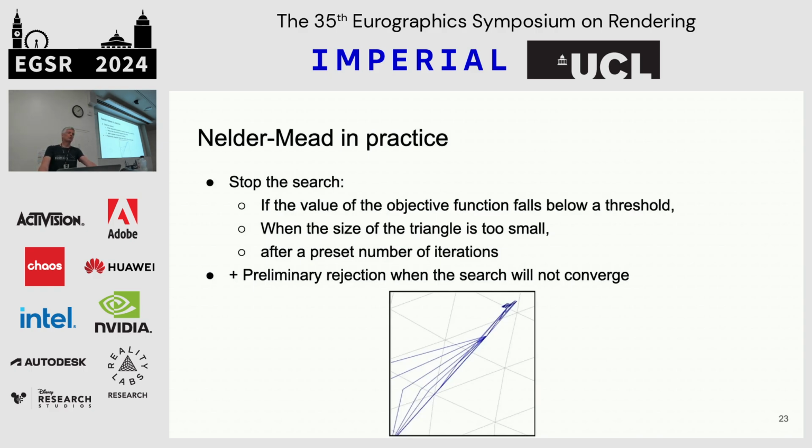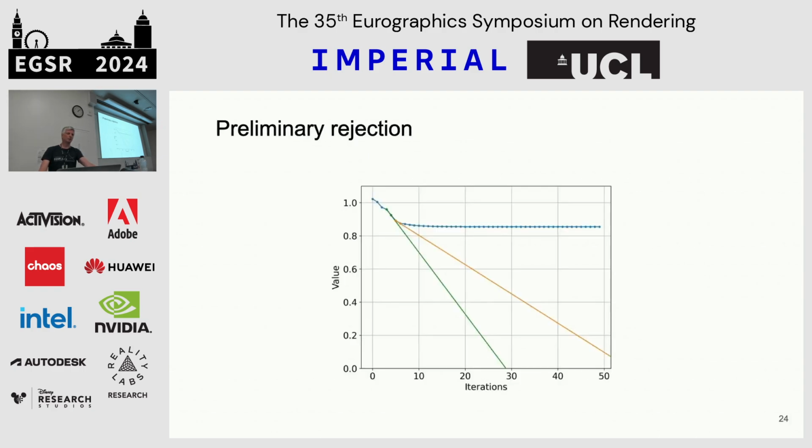We also introduce a preliminary rejection if the search will not converge, and that is based on the fact that Nelder-Mead converges to a local minimum. So if we trace our objective function, we sometimes find something like that. And looking at the curve, it's obvious that we are not going to converge to a zero of the function, but only to a local minimum, and that's not interesting. And since the curve is mostly convex, we use the tangent to estimate that this is not going to be an interesting set, and that gives us a preliminary rejection, which makes us gain some time.